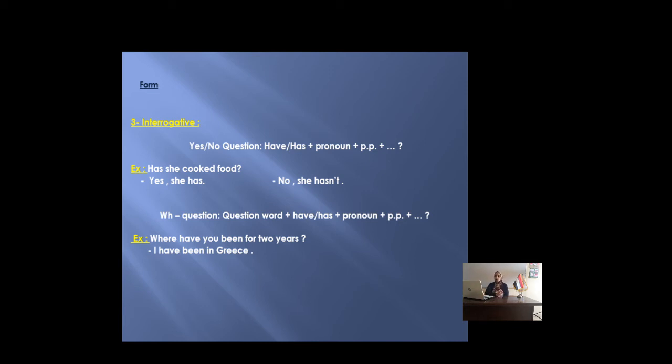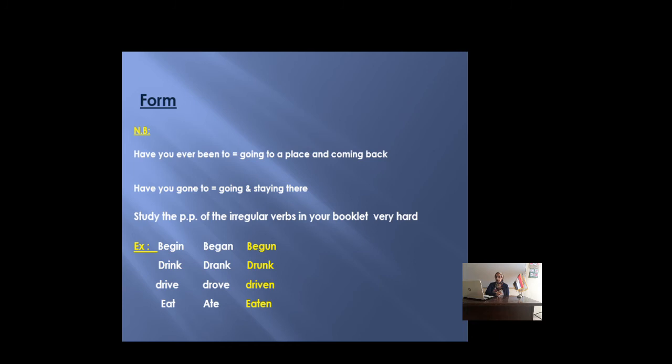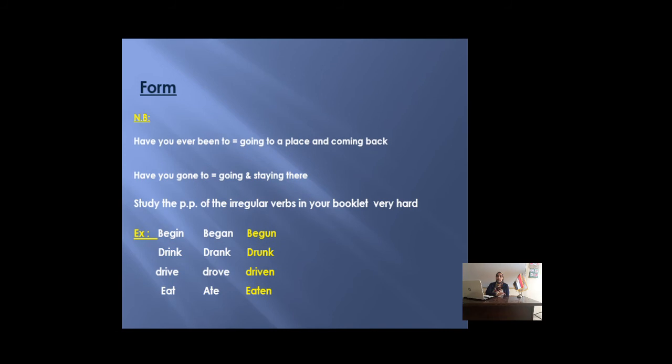Now let's move to slide 8. You have to know this very well. Have you ever been to? What is the difference between been to and gone to? Been to means that you have gone to a place, then you came back. It means you are not there.